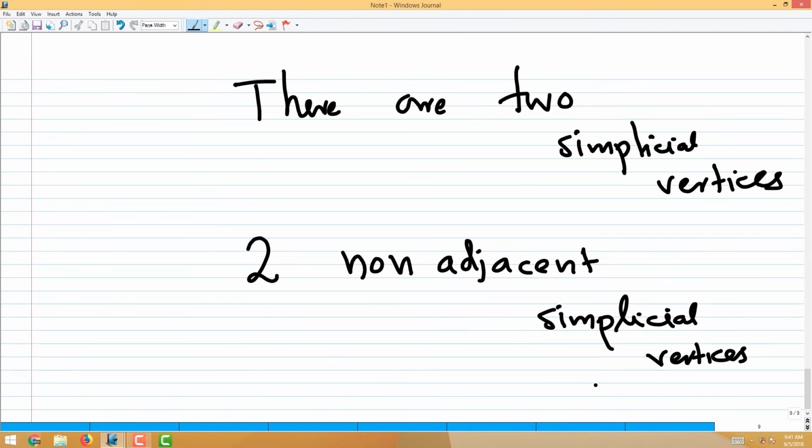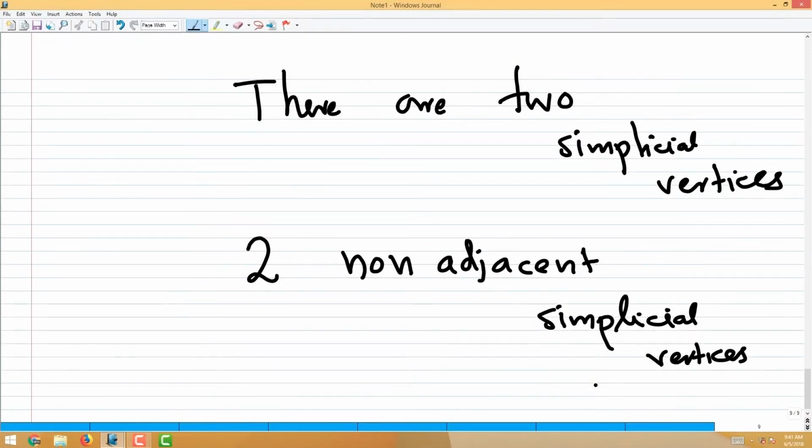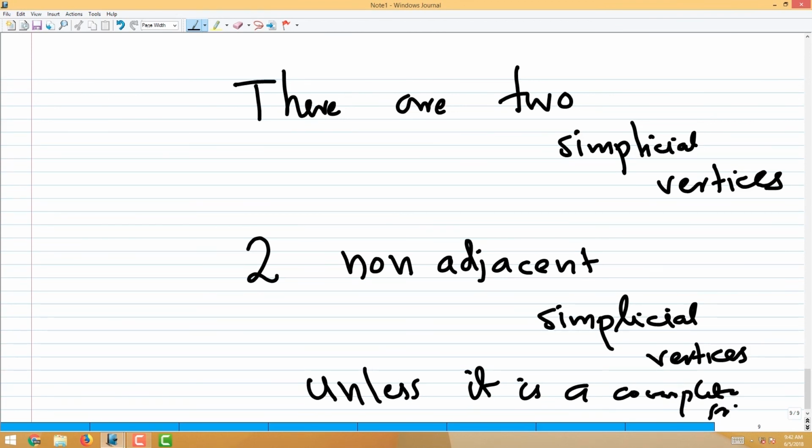But you will tell me that complete graphs are chordal graphs, right? Complete graphs do not even have non-adjacent vertices. They are all simplicial vertices, but none are non-adjacent. So how can you have two non-adjacent vertices? We should avoid that case unless it's a complete graph. I think this is what we should set up.